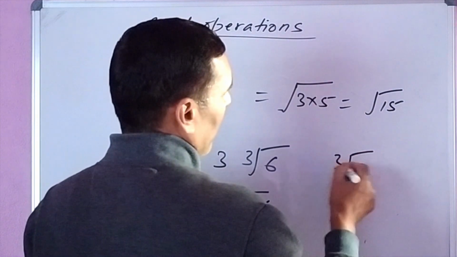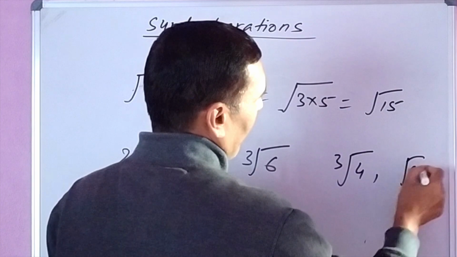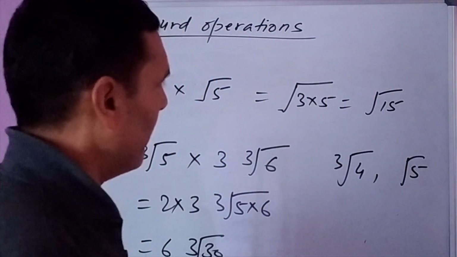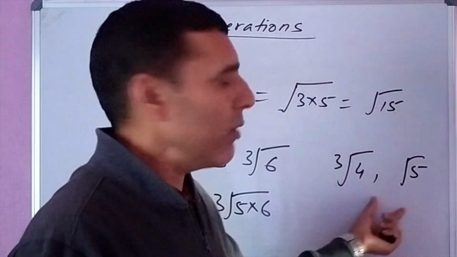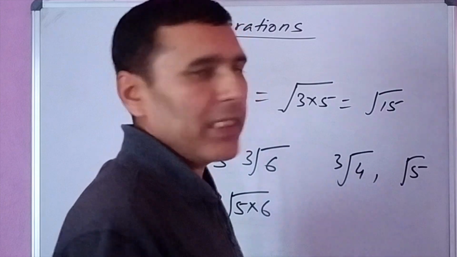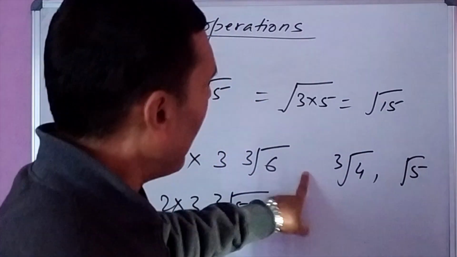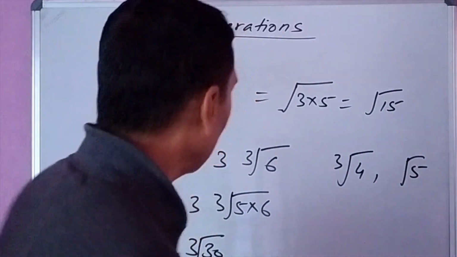Like cube root of 4 and square root of 5. These two sorts cannot be multiplied directly, but we can change the order of the sort. We have the technique. We can make them have the same order by taking the LCM of the orders. It can be done, but directly these two cannot be multiplied together.